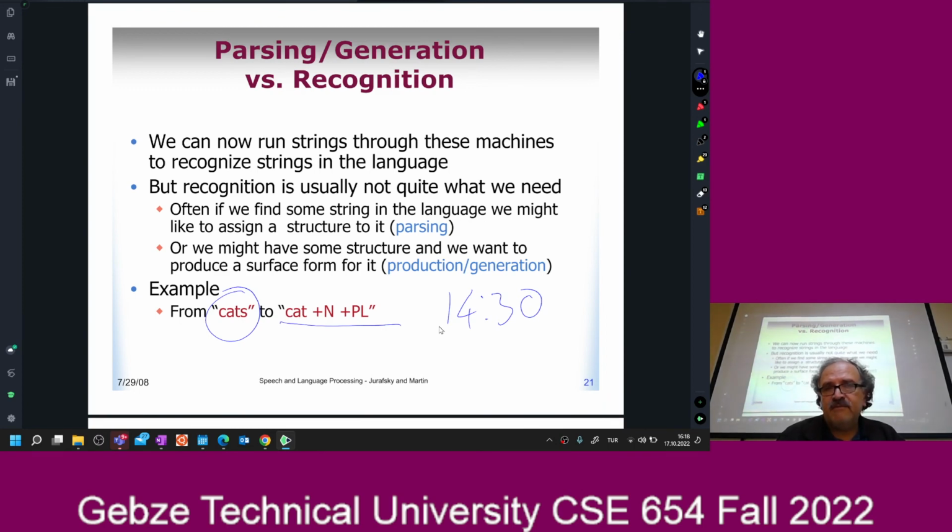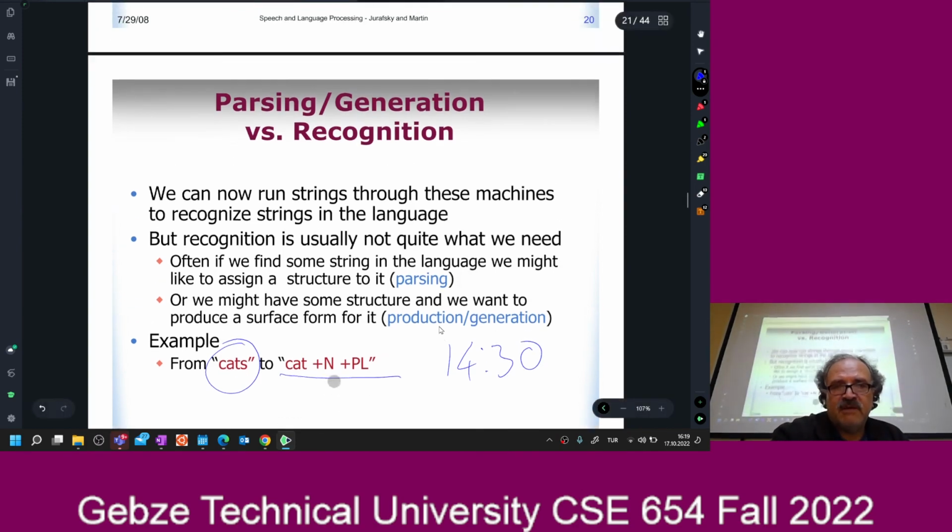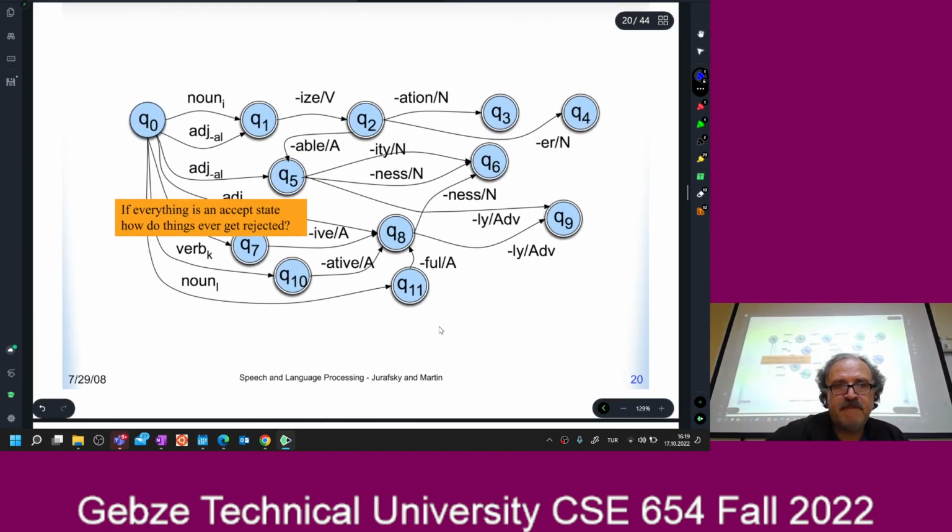So I like my finite state machine to produce this output. For that one, I am going to use finite state transducers. Finite state transducers are very similar to finite state machines, okay? The only thing is they say accept, reject, but they also produce, while they are doing it, they also produce this one. Let's go to this example.